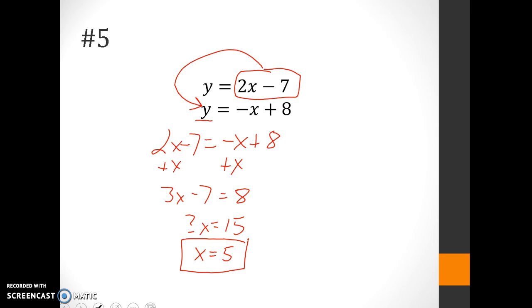Then I could plug 5 in for x up here. 2 times 5 is 10, and 10 minus 7 is 3. So that means y is 3. And that is the solution to my system. This is what we're working on today for homework, and we will work on it more in class.